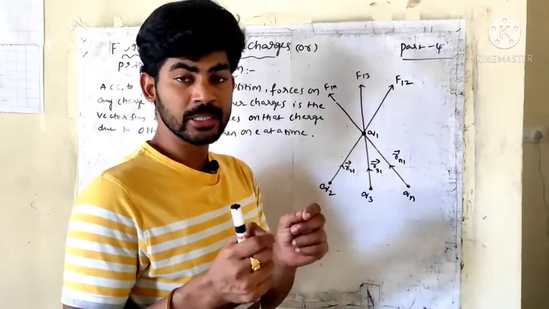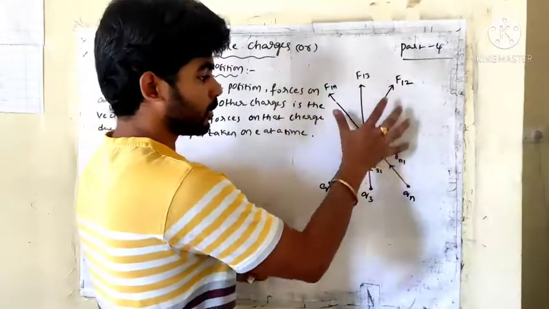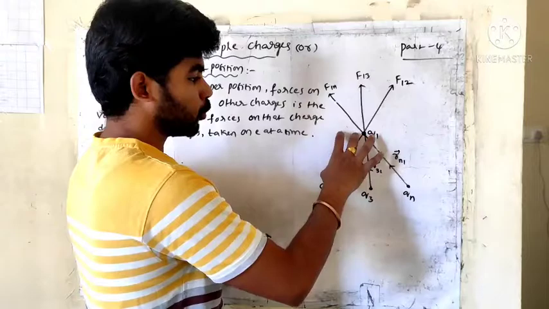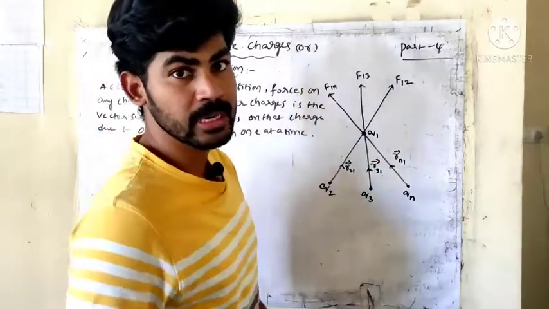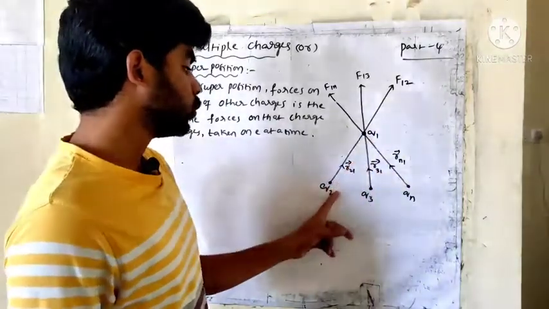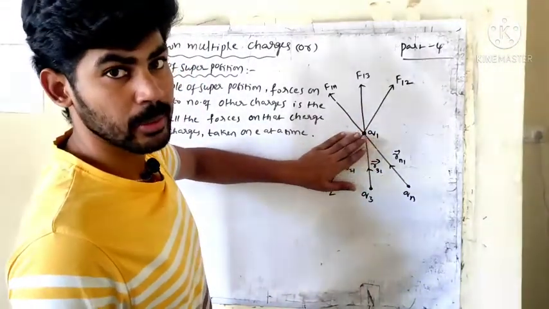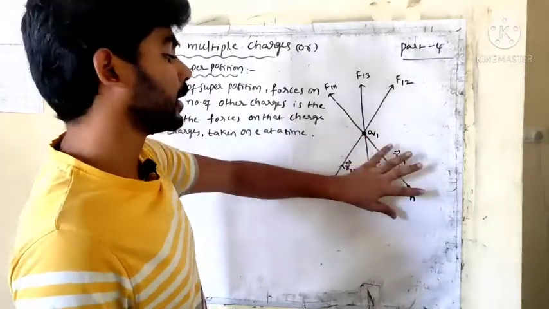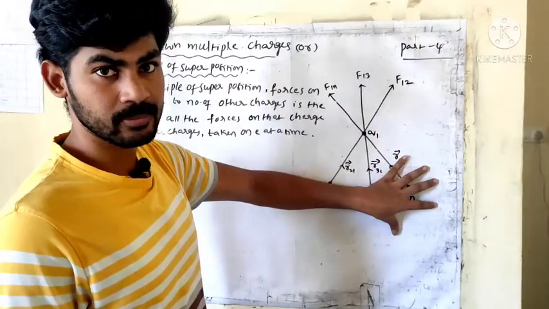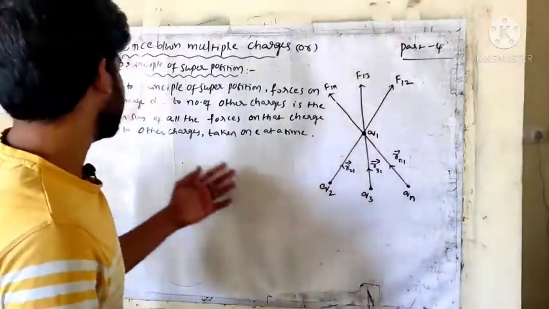According to this concept, suppose that of this system of n charges I am taking only 2 point charges, because Coulomb's law applies to only 2 point charges. So I take the q1 and q2 point charges. The electrostatic force between q1 and q2 does not affect the other charges. That is the principle of superposition, so I am writing it here.